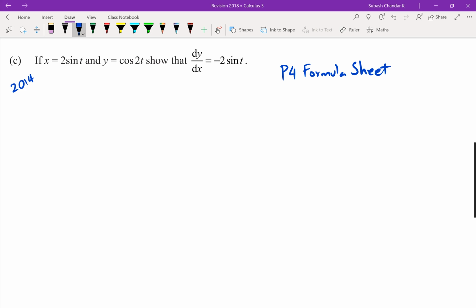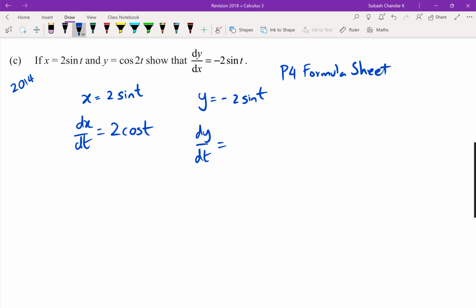Yeah, I heard the trig identity somewhere. Okay, this is the first part I'm going to do. So you have x equals 2 sine t, then dx/dt is 2 cos t. And if y is equal to -2 sine t, then dy/dt equals -2 cos t. Is that correct? No, y is equal to cos 2t. Where have I made my mistake? Oh, sorry, I copied the wrong one. Y is cos 2t. Yeah, my bad.